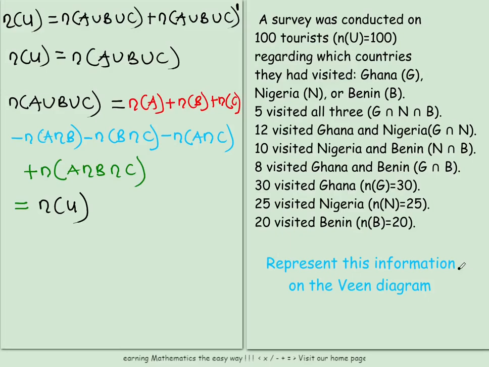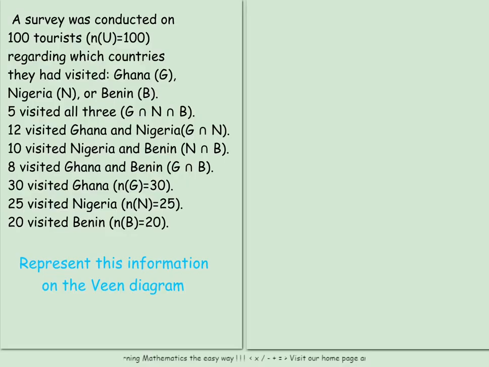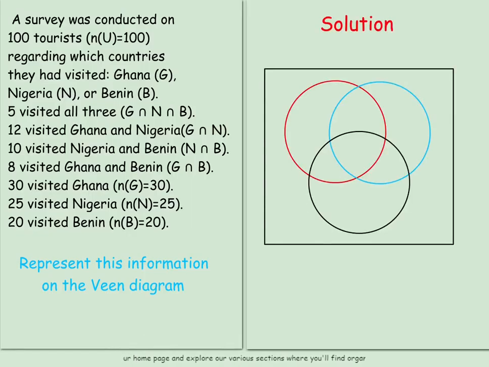The first thing we have to do is to represent this information on a Venn diagram. So let's look at how we can work this out. If you finish, then we approach the calculation aspect. So this here is going to be my Venn diagram I'm going to use. And let's start our labeling. First of all, we're told that the universal set is what? 100. The universal set is 100. So I'll come here and put it there that my universal set is 100.